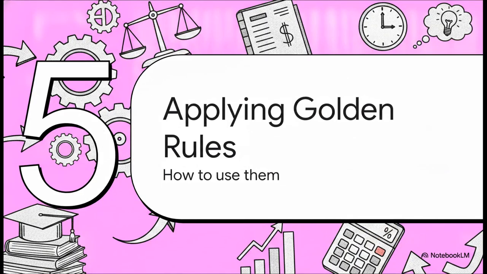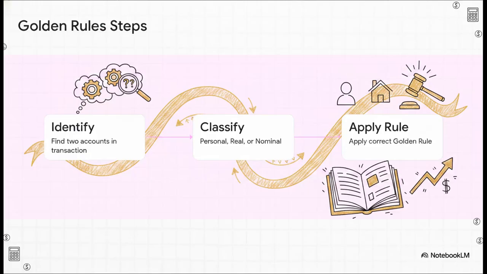All right, Section 5, actually applying these golden rules. You've got the rules, but how do you use them under the intense pressure of a Commerce Board exam? Well, memorize this 3-step foolproof method, and I promise you, you will literally never freeze up on a journal entry question again. Step 1, find the 2 accounts hiding in the transaction. Step 2, categorize them. Are they personal, real, or nominal? And step 3, apply the specific rule for that exact category.